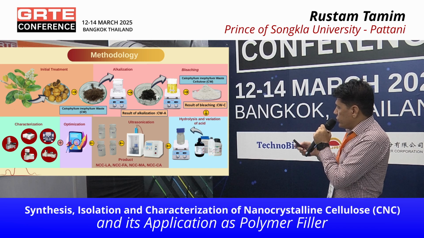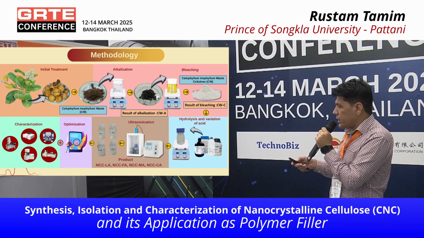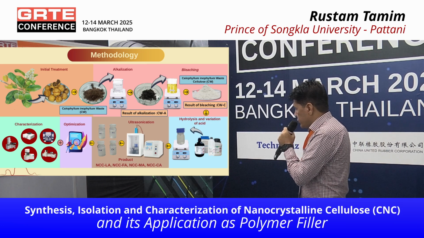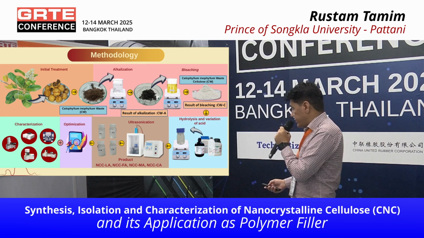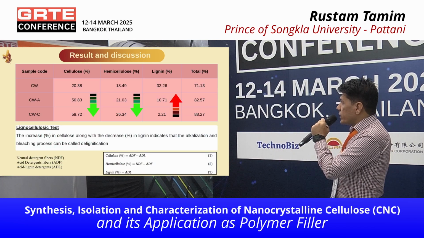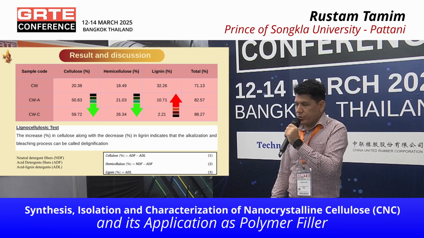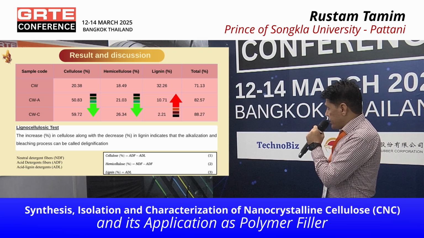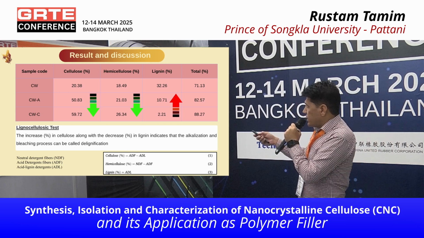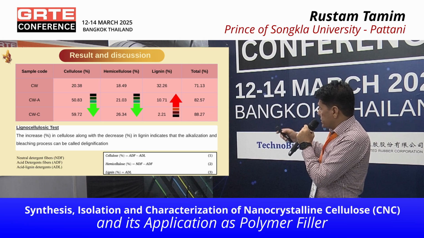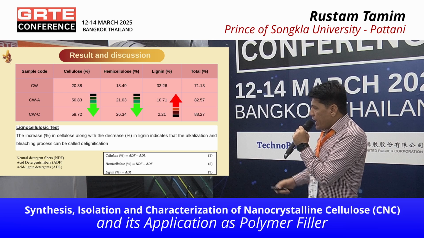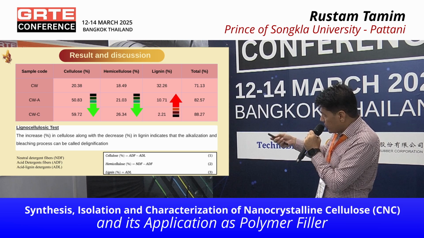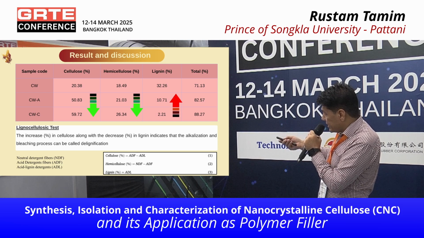We characterize the nanocellulose using XRD, FTIR, SEM, TEM, and many other instruments to know its properties. This is the result for those samples. If you see the starting material, which is calofilm waste, it has three contents: cellulose, hemicellulose, and lignin. After the hydrolysis process, it goes to the cellulose, which is calofilm waste C.